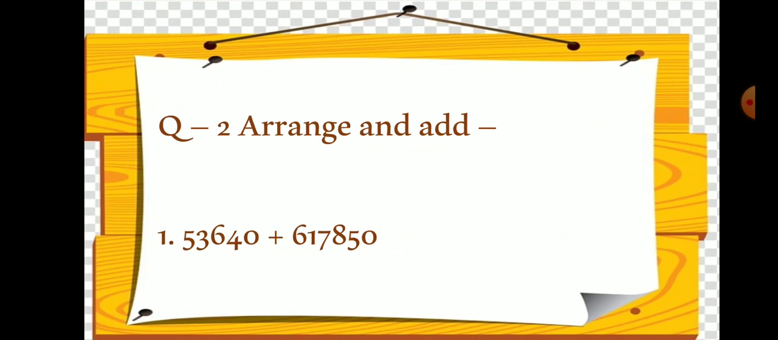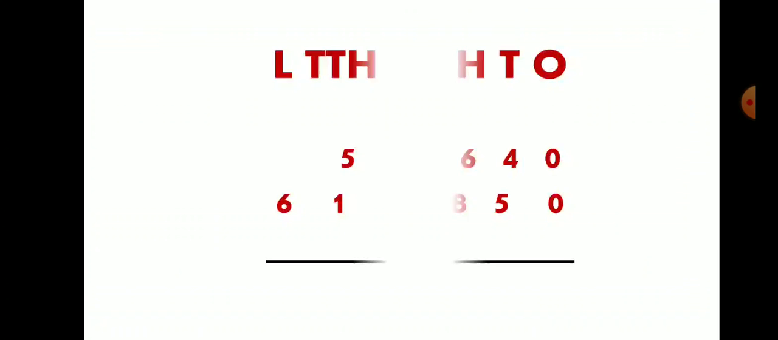Now your question number 2 is arrange and add. Your question is 53,640 plus 617,850. So children, your first addend is 53,640 and your second addend is 617,850. So we will add from the back side of the number from ones place.